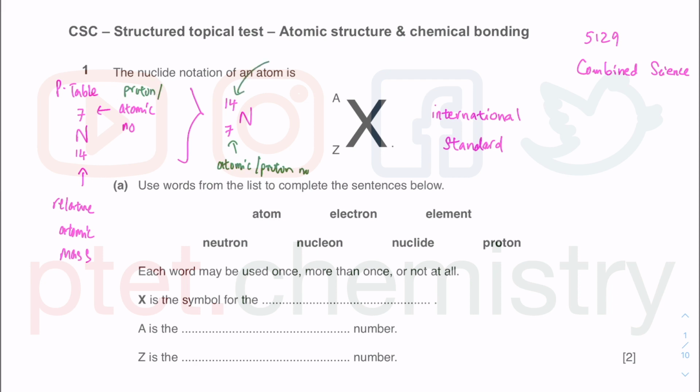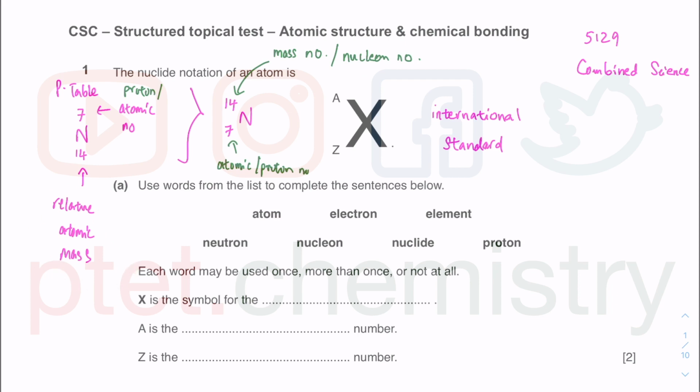However, this number on top is no longer what you call relative atomic mass. It's what you call a mass number, or you call it nucleon number. So it's very specific now. It's supposed to be a whole number instead of something with a decimal place. The relative atomic mass can be something with a decimal place because these are average masses, by the way.